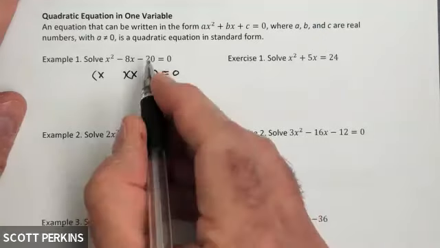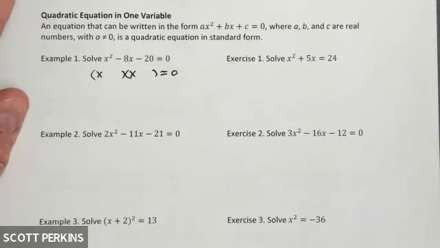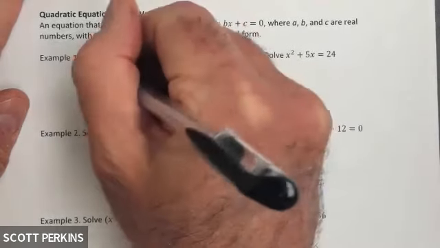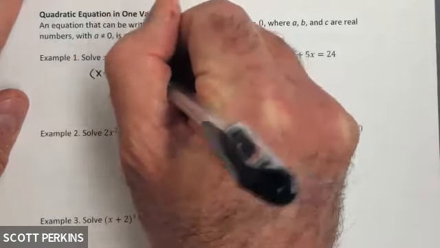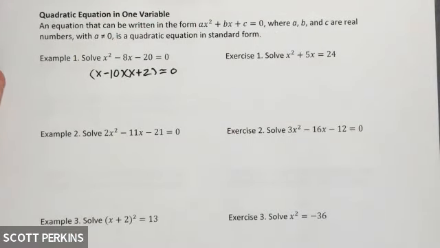The two factors of negative 20 that are going to add up to negative 8. Anybody want to help me with that? All right, so negative 10 and positive 2, those multiply to give me negative 20, and they add up to give me negative 8.